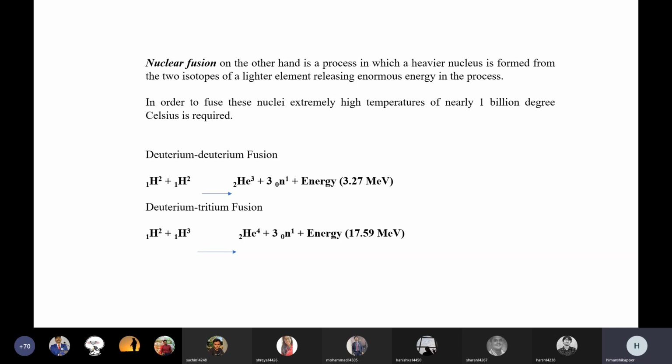And we also have one more process apart from nuclear fission and fusion. What is that? Nuclear decay. So what is nuclear decay? It is a process by which an unstable atomic nucleus loses its energy. So this is radioactivity, radioactive decay. These are the three processes by which nuclear energy is released.